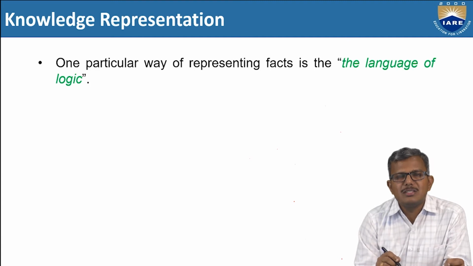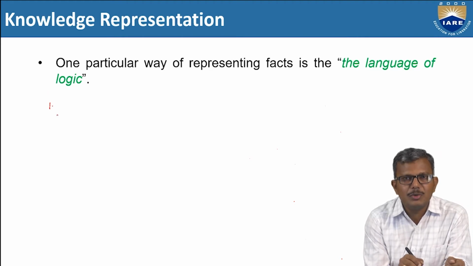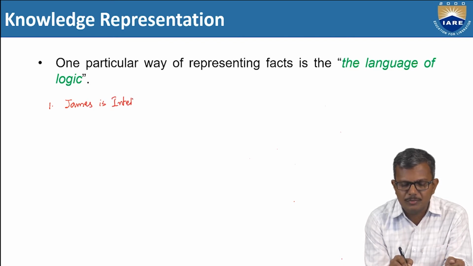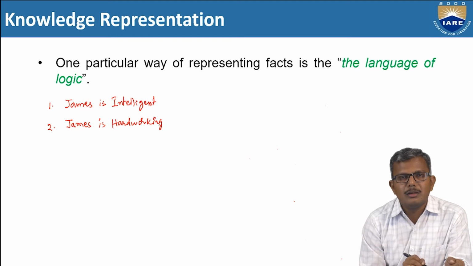Let us consider some examples to understand more clearly how propositional logic can be implemented. I will take a sentence saying James is intelligent. Similar to that, there is one more statement representing the same state of the world about James himself: James is hardworking. So these are the two statements.